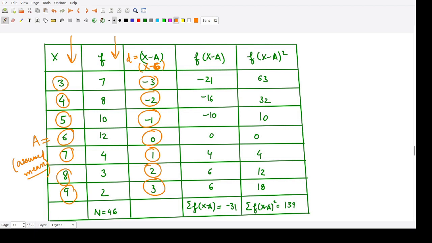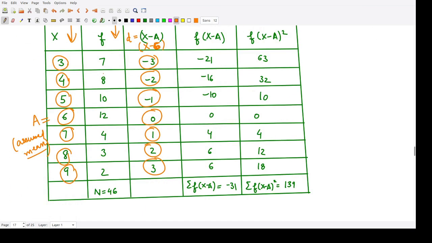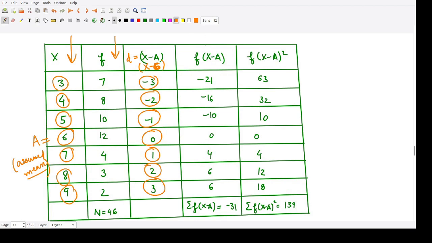And what do we require here? In this case, because frequencies are also given, we will multiply the corresponding values of d with f. So here we are having f into d. So 7 into minus 3, that is minus 21, then 8 into minus 2, that is minus 16, 10 into minus 1, that is minus 10, 12 into 0, that is 0, 4 into 1 is 4, 3 into 2 is 6, and then 2 into 3 is again 6.